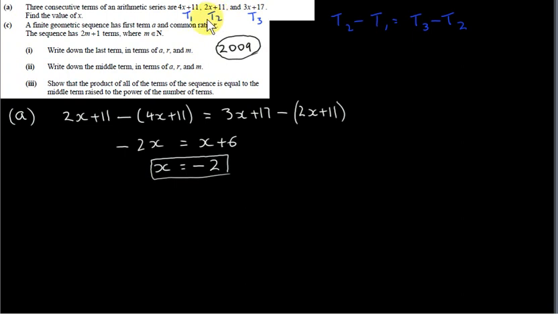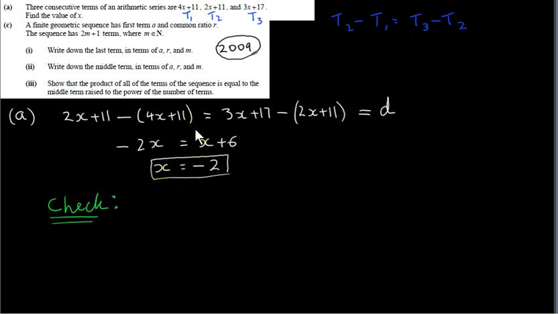So we take T2, subtract T1, and we equate it with T3 minus T2. This would actually give us the common difference. Well, T2 minus T1 and T3 minus T2 is also known as the common difference D. Solving this, we find that x equals minus 2.